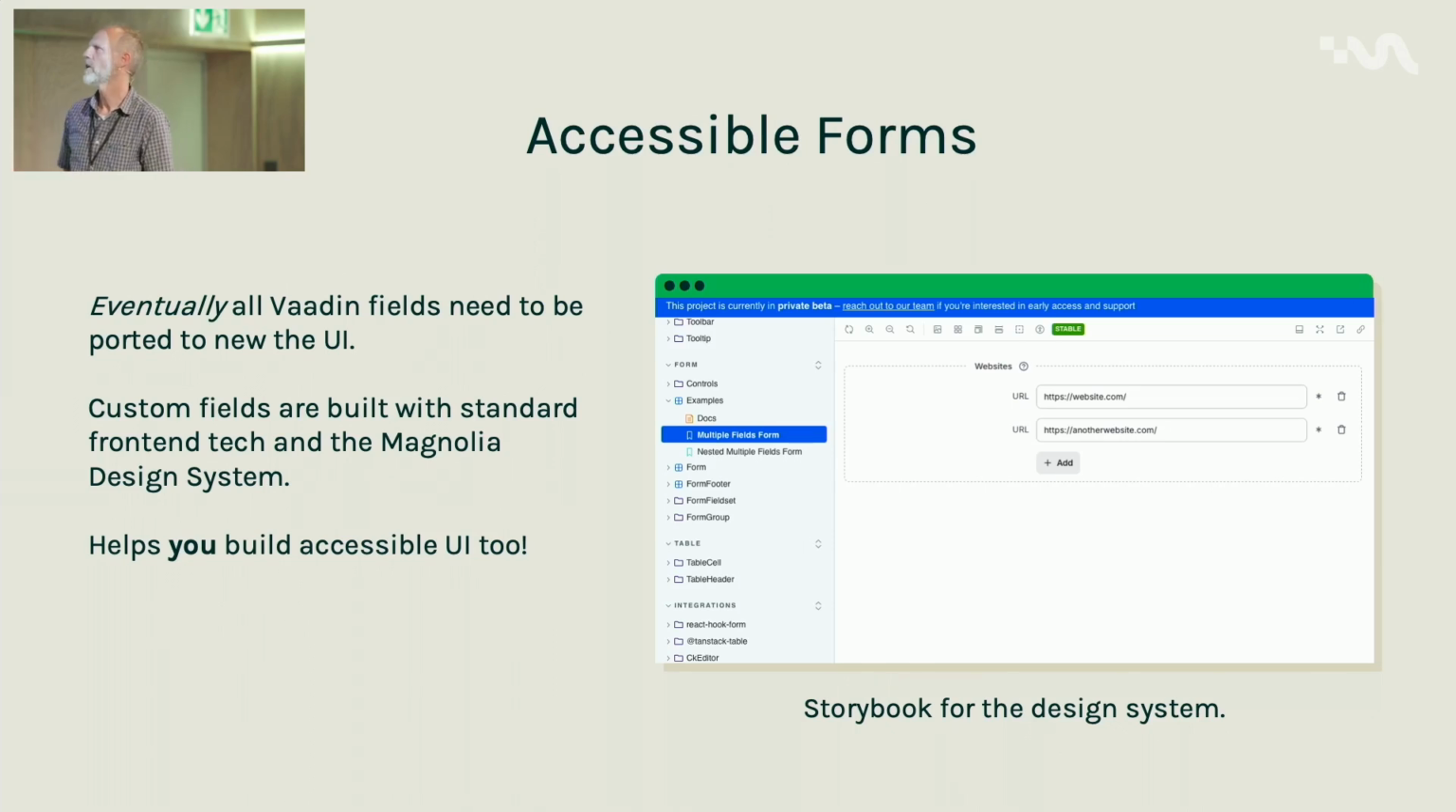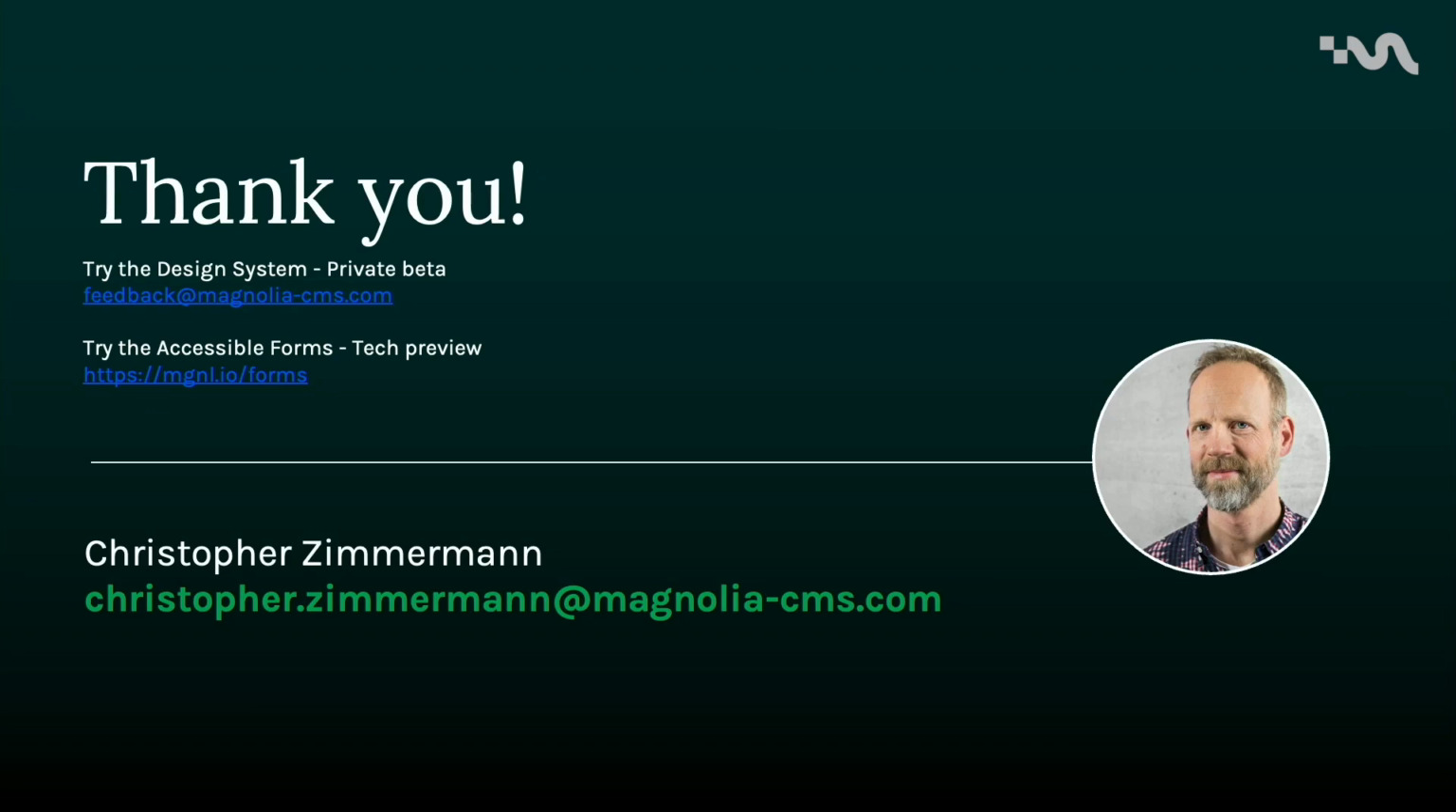And just a note on the custom fields. They're going to be built with standard front-end tech, and again, as mentioned, with the Magnolia design system. So you have that tool there for building out new fields. Does this sound familiar to anybody in the room? Sound like another technology? It's basically very much following the pattern of the JavaScript UI. That same approach. And taking this approach means it's going to be easy for you to build accessible UIs as well. Thanks a lot.